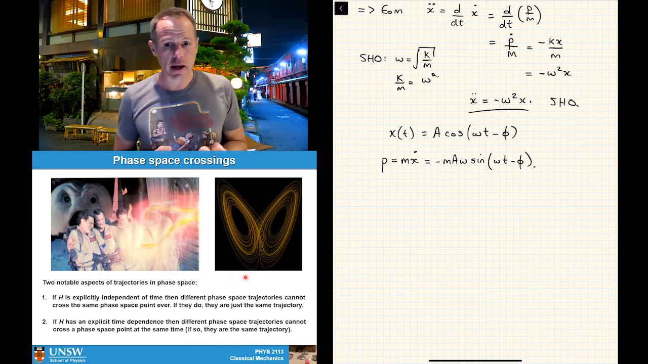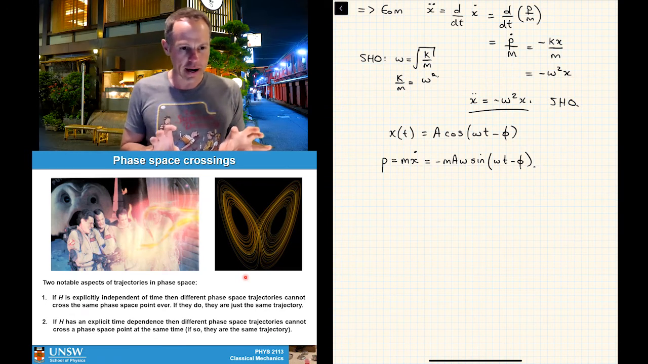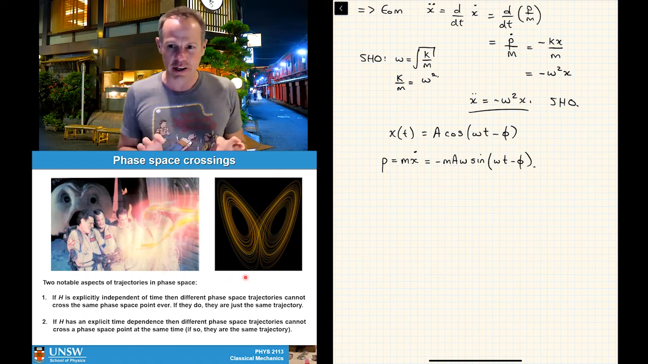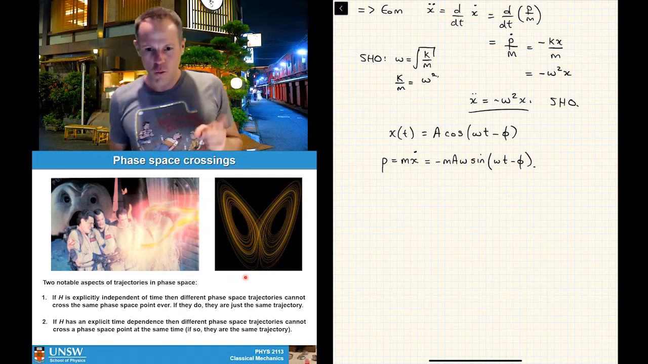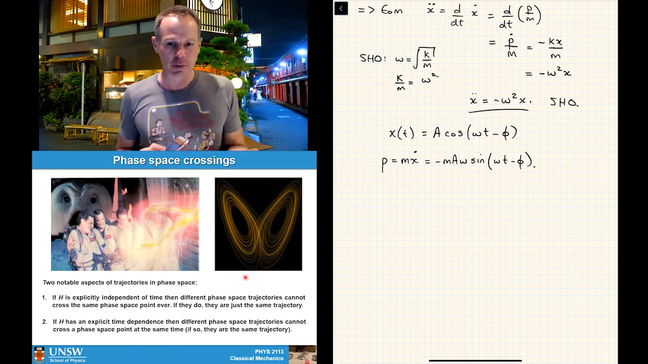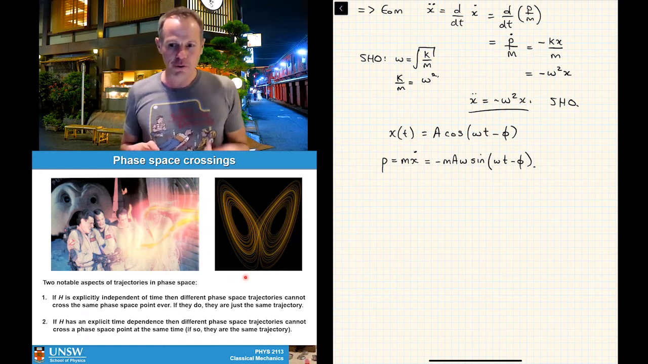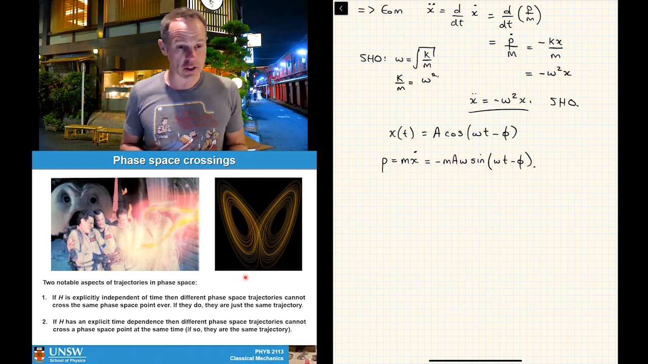There's 2 notable aspects of trajectories in phase space that I'll just point out now, and you'll learn more about this if you go on to do a course on chaos and dynamical systems, because we don't really have enough time in this course to go into that as much as I'd love to, because it's actually a really cool topic. So there's 2 points here. One is if H is explicitly independent of time, then the different phase space trajectories cannot cross the same phase space point ever. And if they do, they're just the same trajectory.